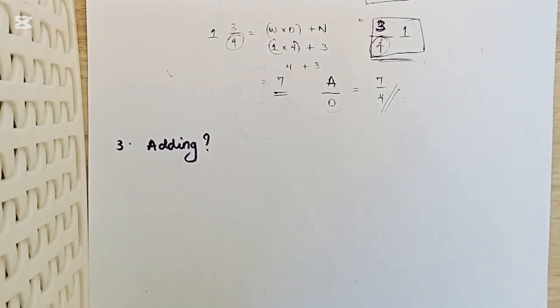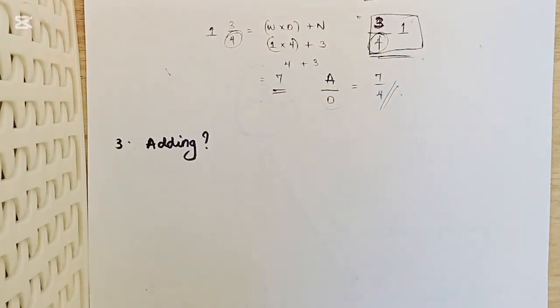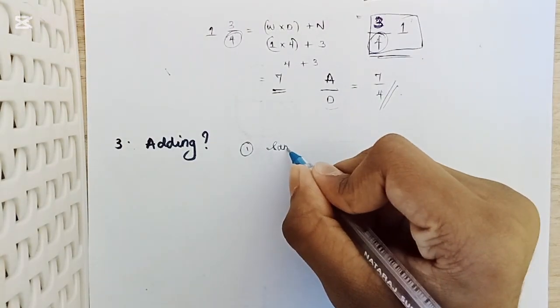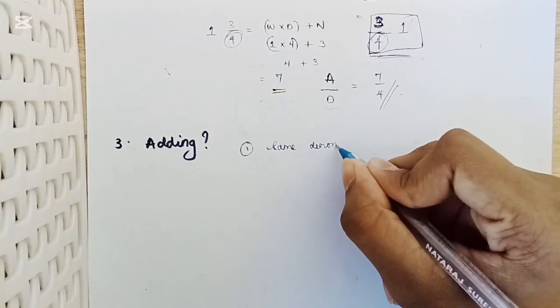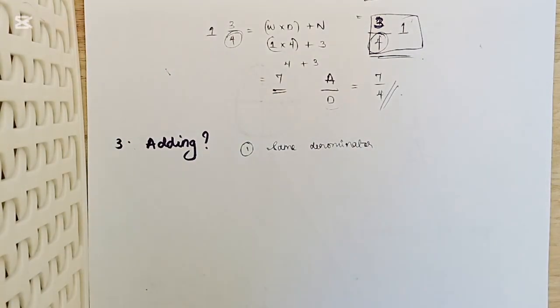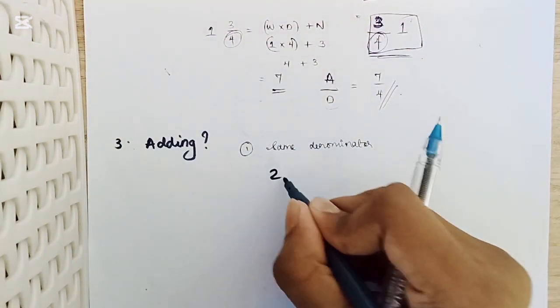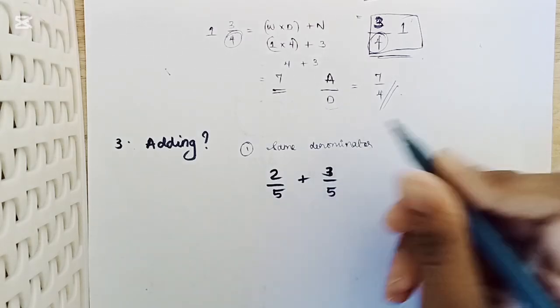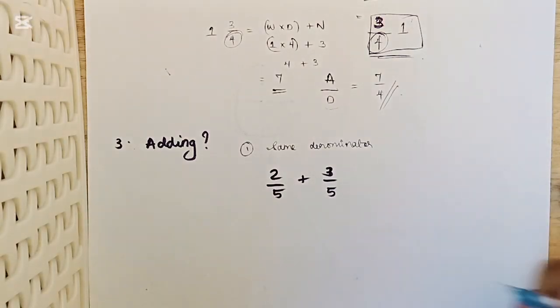The next thing that we need to look at is addition of fractions. So addition is of two types. When the fractions have the same denominator, that is the first case. So we'll check that right now. For example, 2 by 5 plus 1 by 5. Or let's take 3 by 5. This is the question. How do you get the answer?